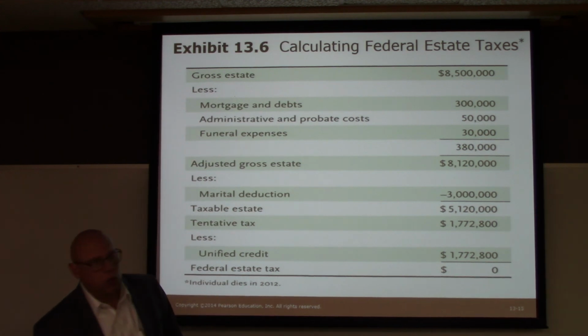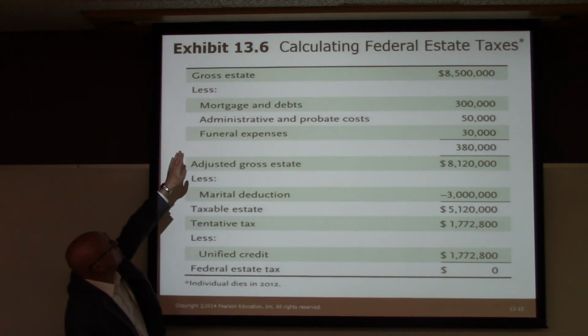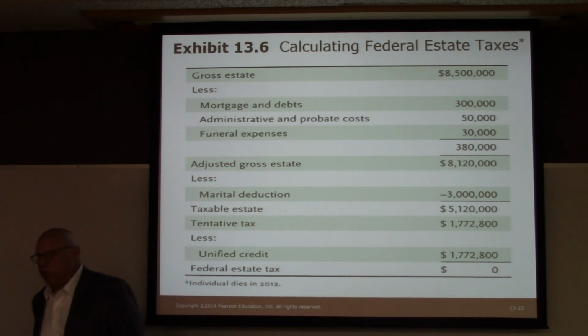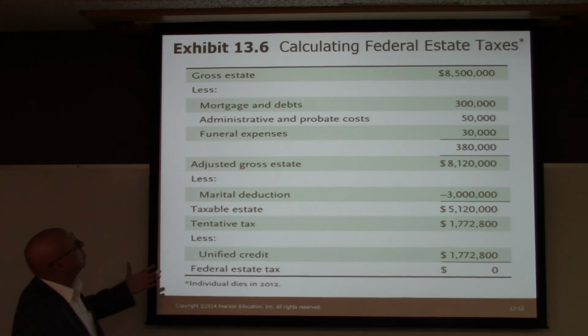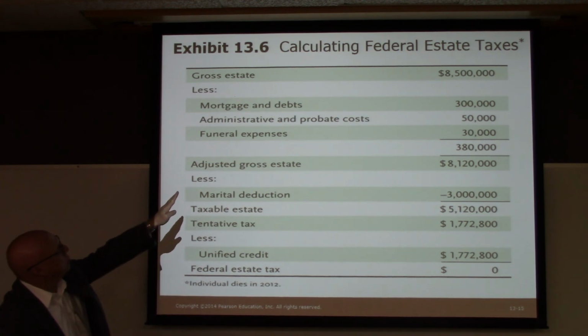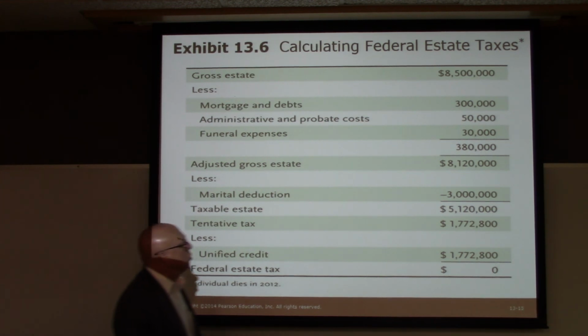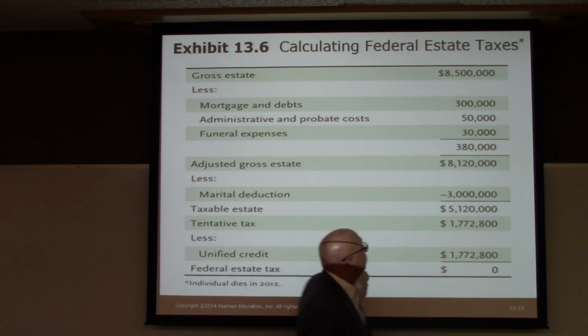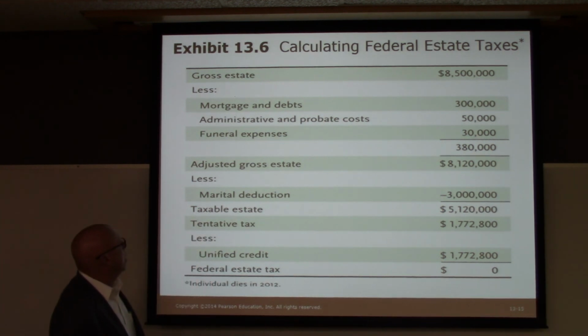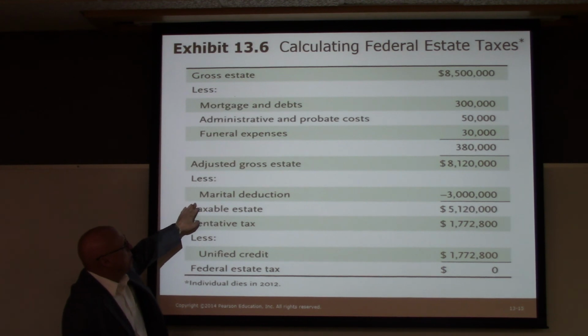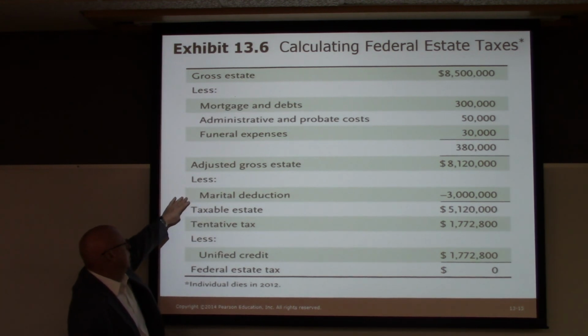All right, so here's an example. So you have a couple, and they have a gross estate worth $8.5 million. You got a mortgage of $300,000. You got administrative costs of $50,000. You have funeral expenses of $30,000. Those are deducted. That's $380,000. And so you have a gross estate of $8.12 million. Then you take out a marital deduction of $3 million.